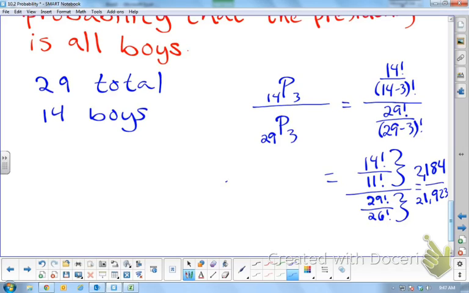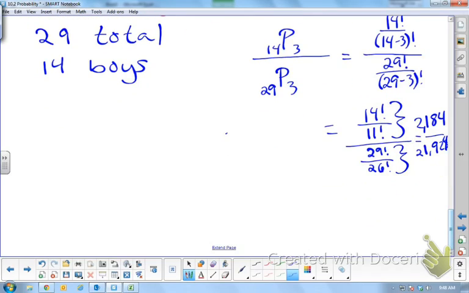What's 29 times 28 times 27? Yep. Did you subtract right? 21,924. Okay, it must just be your calculator having rounding issues because it's working with such large numbers. Your iPods might have some issues rounding because the numbers are so big.